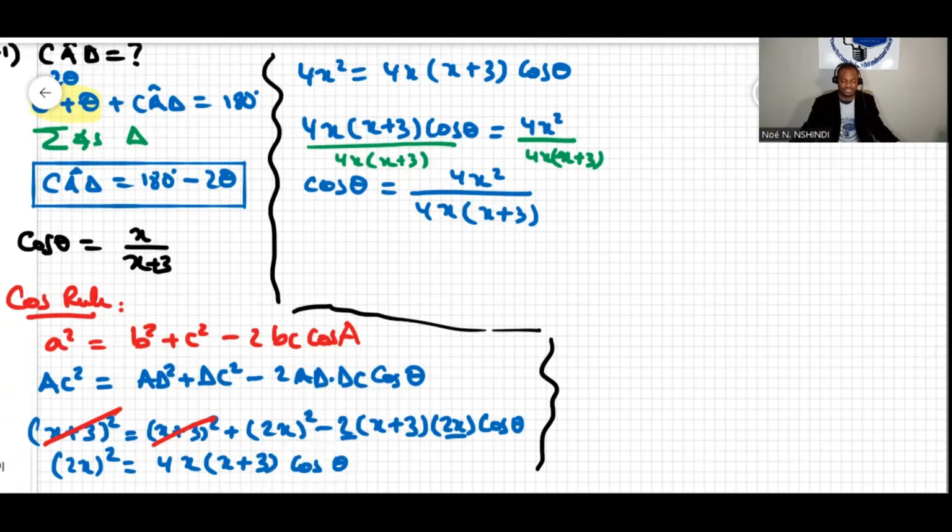We can cross out, simplify 4 and 4. x squared with x, and then we are left with cos theta equal to x over x plus 3. This is exactly this expression over here, proven. So this is proven.